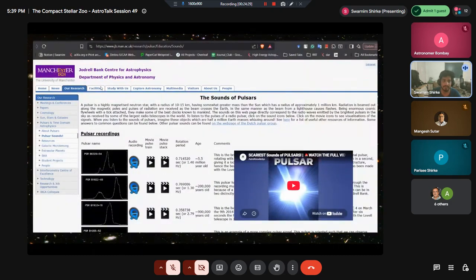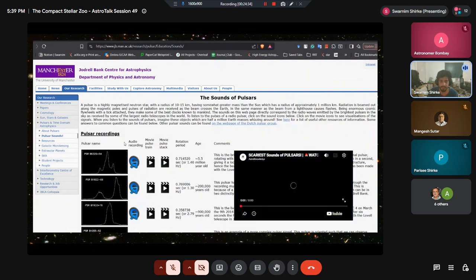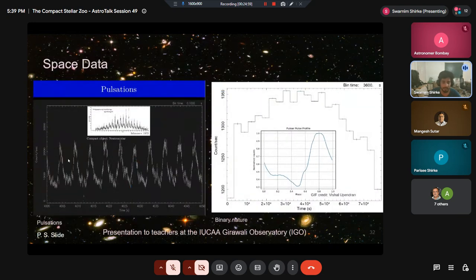This is one of the websites of Manchester University, and you'll see different pulsars. You see the pulse profile in the image, and you can convert this to sound. There's a list of pulsars, and you can go and check this out. You can listen to the pulses, and this is how you get the data essentially. This is how the data looks. This is also from my sister's slide.